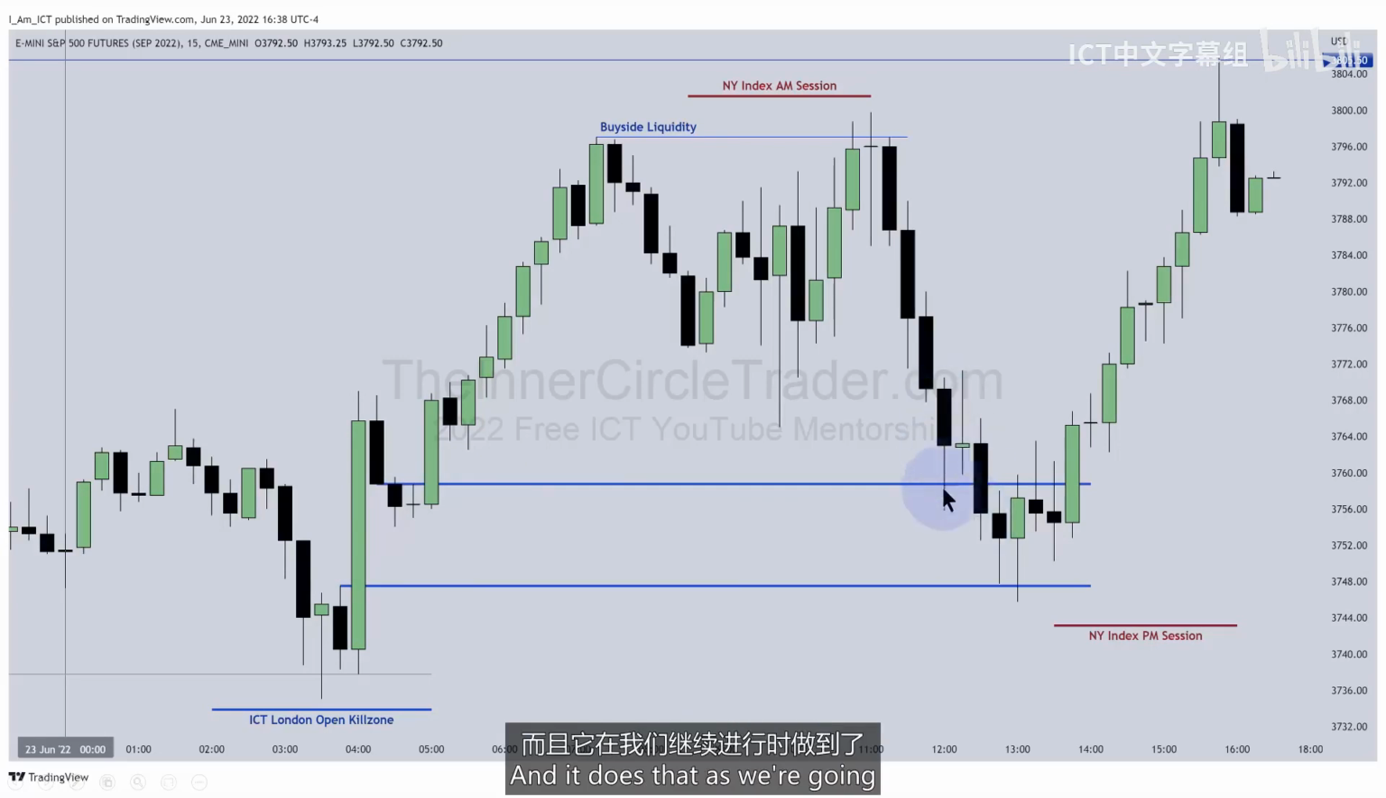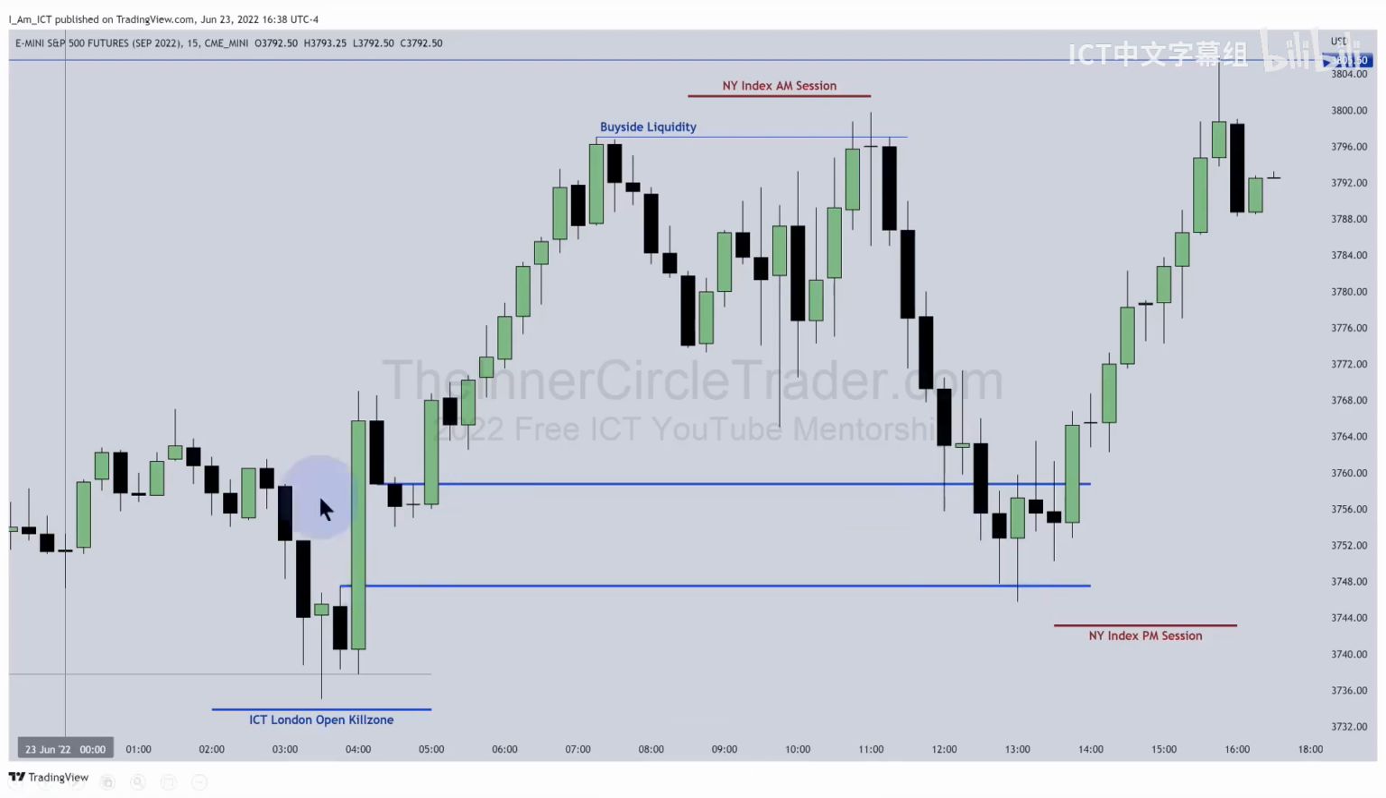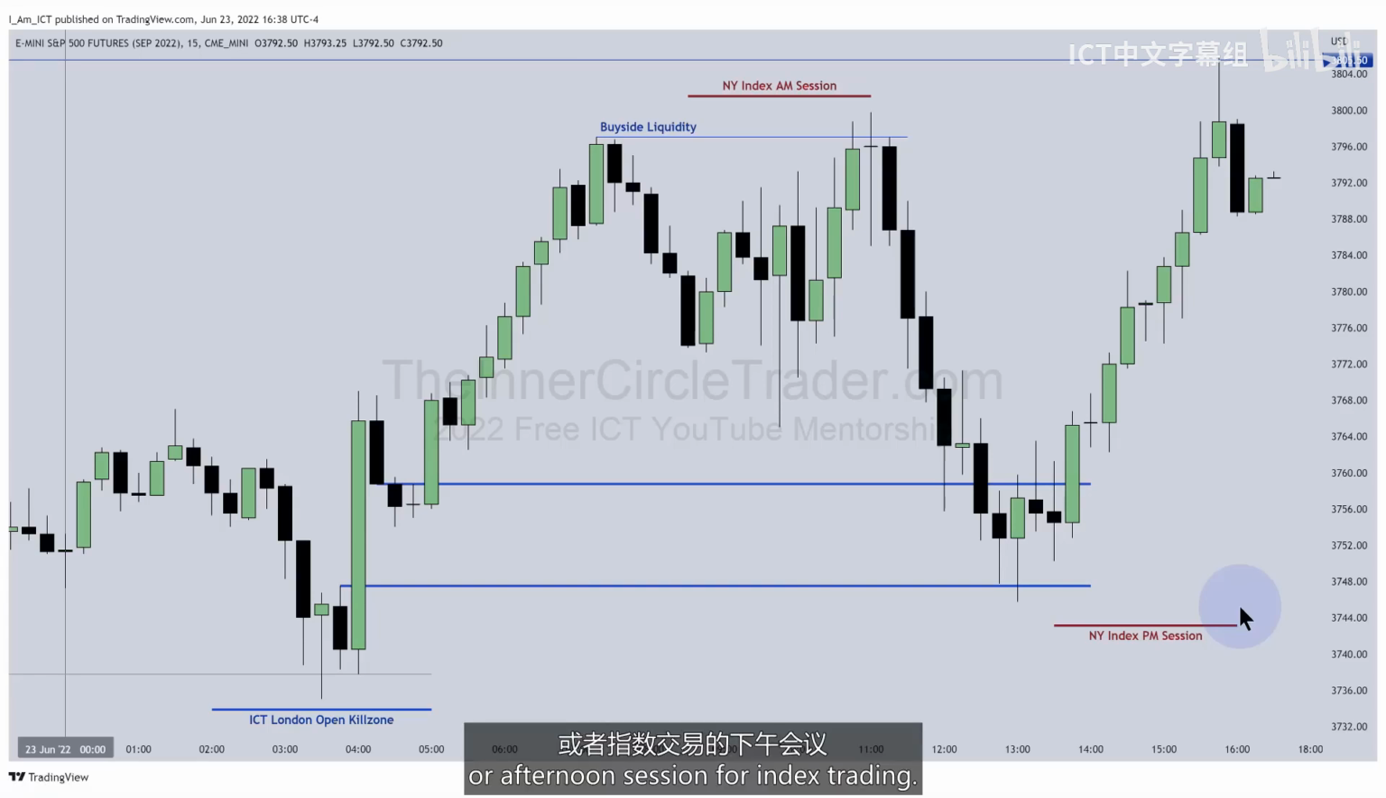Okay, and it does that as we're going into the noon lunch hour in New York until 1 o'clock, where it makes the low of the session after closing in the fair value gap, and then the 1:30 to 4 New York local time, that's the PM session, New York index PM session, or afternoon session for index trading.